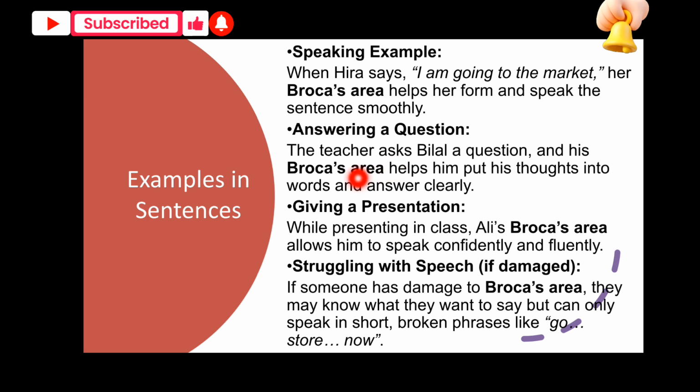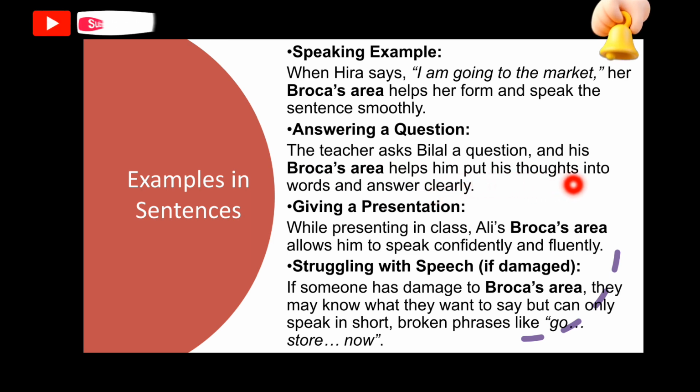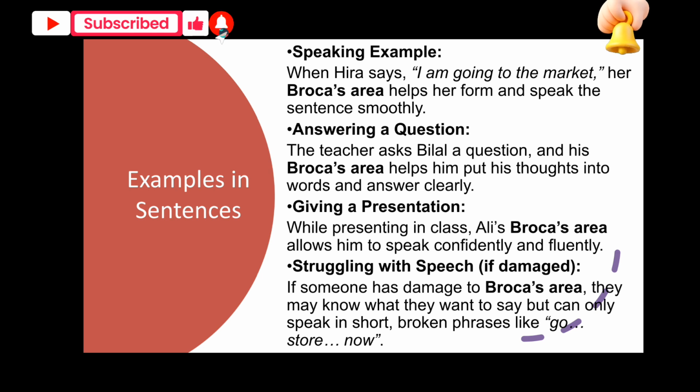Answering a question. The teacher asked Bilal a question, and his Broca's area helps him put his thoughts into words and answer clearly. Again, Broca's area is responsible when someone asks you a question and you answer using words.